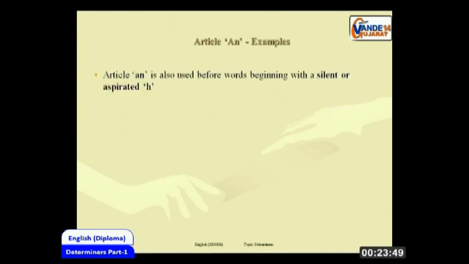See the further uses of article AN and its examples. Article AN is also used before words beginning with a silent or aspirated H. Example, to make the thing more clear, an hour, H-O-U-R. In the word hour, H remains silent. We pronounce it as our, and it's a vowel sound, and that's why article AN will be there before the word hour. Next, an honorable person. Honorable, O sound, it's a vowel sound, and that's why article AN.